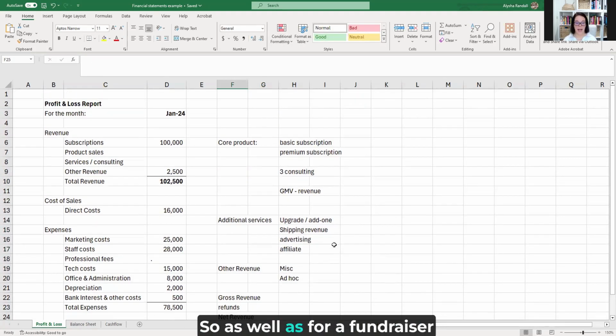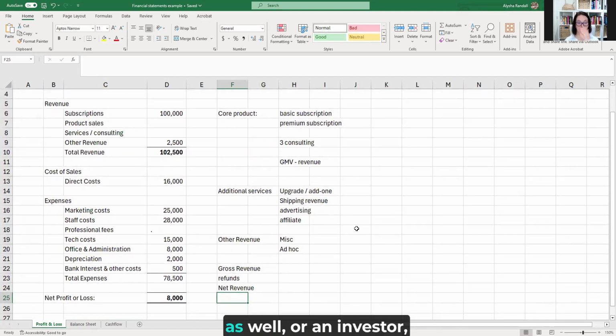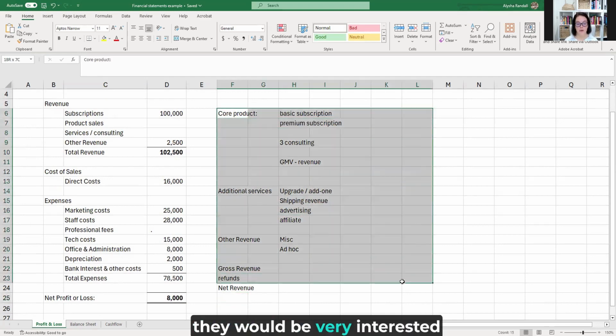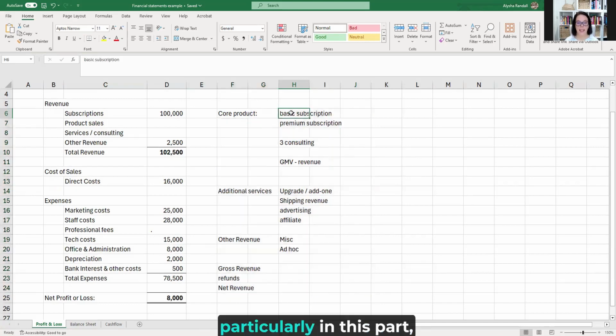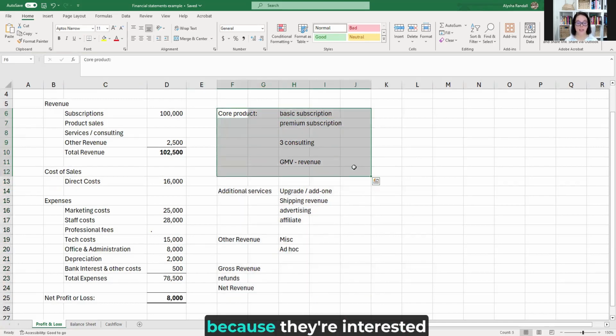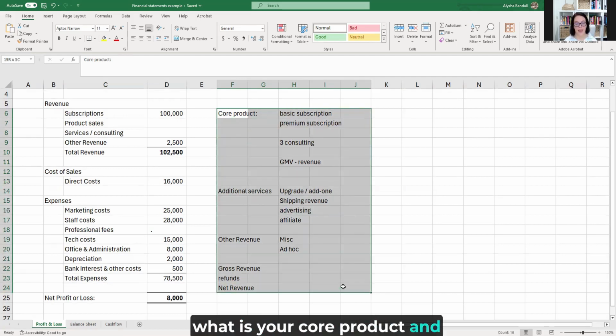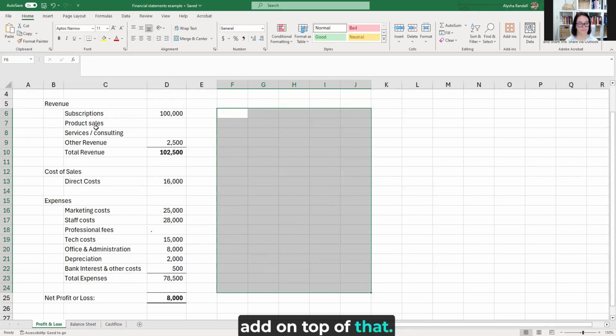So as well as for a fundraiser, or rather a potential investor, they would be very interested in how you do your revenue, particularly in this part, because they're interested in what is recurring, what is sticky, what you are going to get all the time. Is this fairly consistent month on month? So it's very important to really think about what your baseline is, what your core product is, and then what you add on top of that.